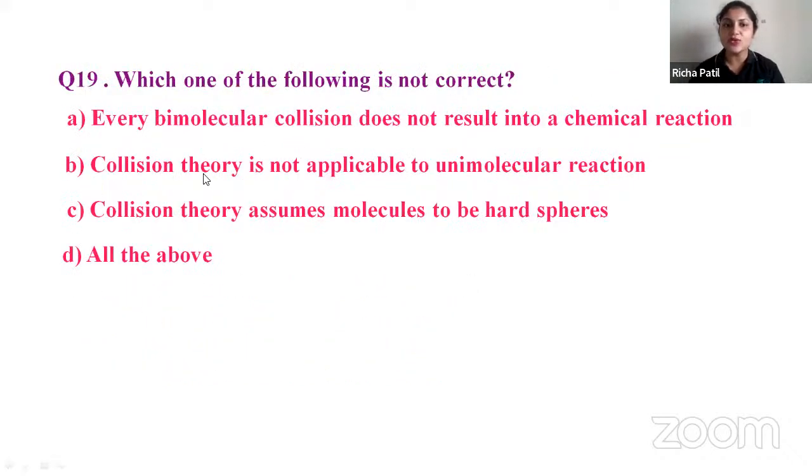Which one of the following is not correct? Go through the options. Every bimolecular collision does not result in chemical reaction. Collision theory is not applicable to unimolecular reaction. Collision theory assumes molecules to be hard spheres. All the above. The answer is B. Collision theory is not applicable to unimolecular reaction is a wrong statement. So the answer is B.